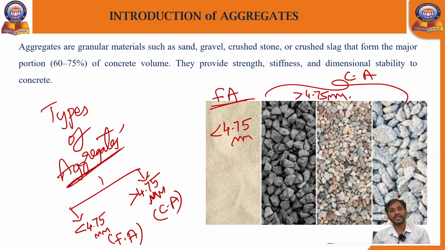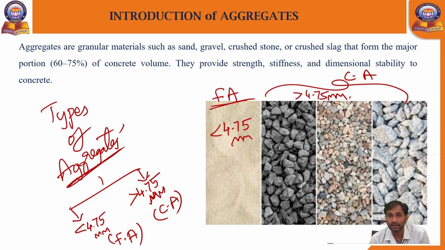Coming to the fine aggregates, less than 4.75 means 4.75 mm, 2.36 mm, 1.18 mm, like that. Next 600 microns, 300 microns, 150 microns, 75 microns. These different size particles are separated by sieve analysis. Okay, done. So these types of aggregates are discussed according to the classifications.